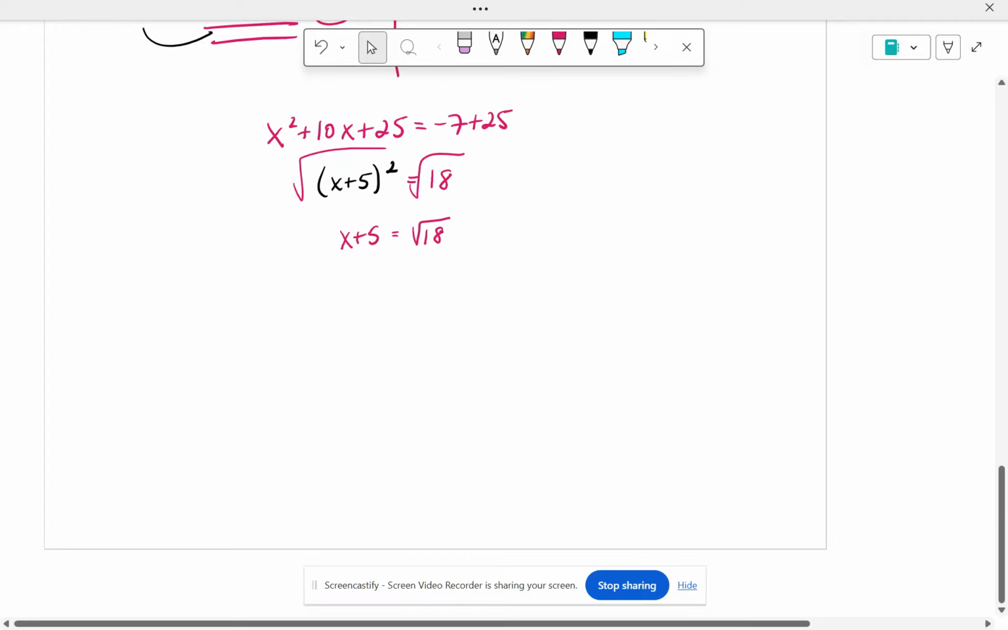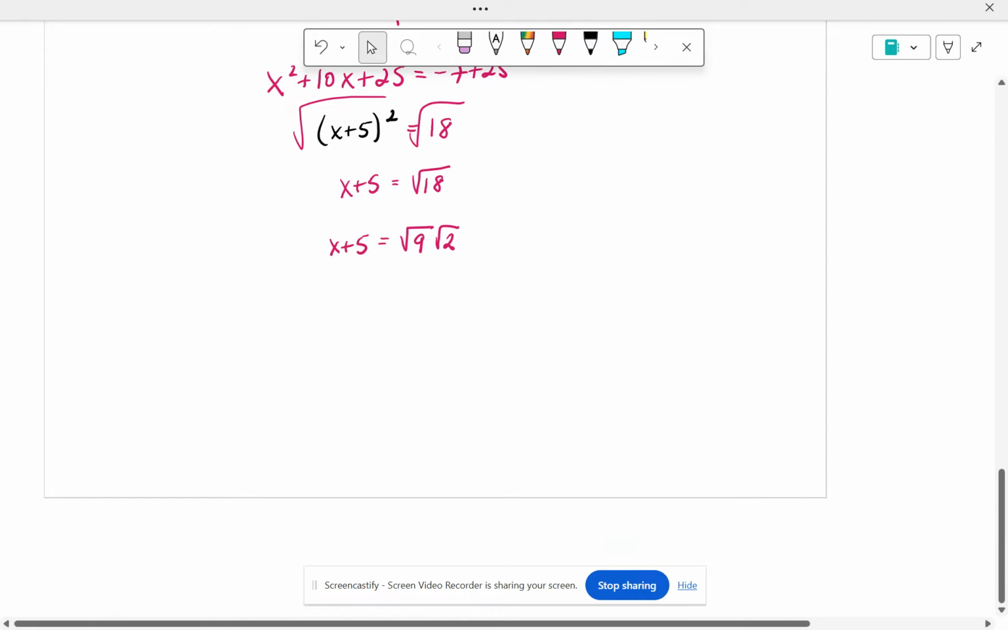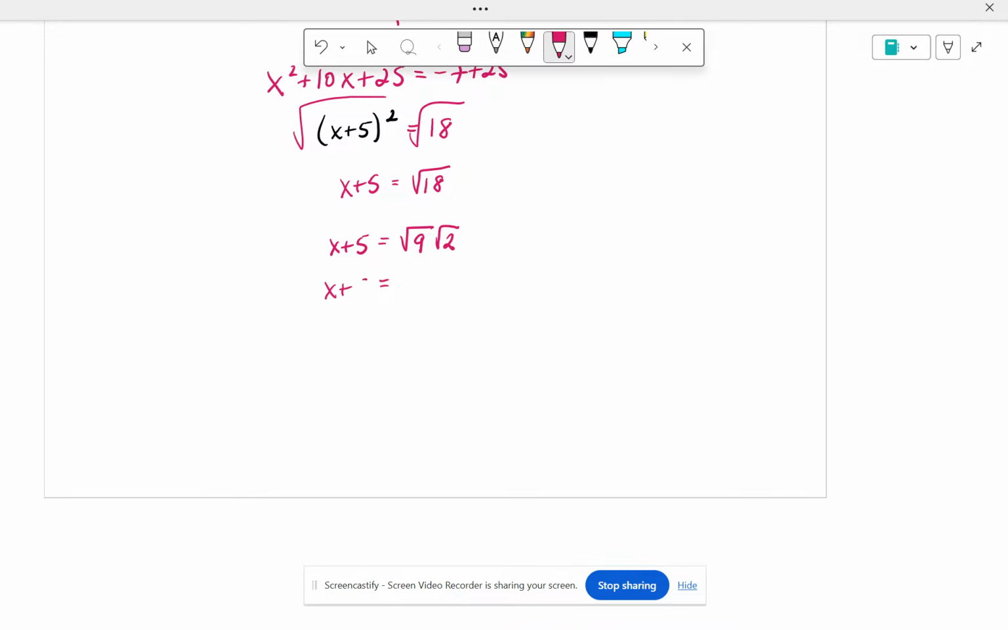The square root of 18 can be further simplified because it contains a perfect square of 9. In fact, 9 and 2 will be the 2 radicals that multiply together to get radical 18. When I take a square root, I put a plus or minus. The square root of 9 is plus or minus 3 radical 2.